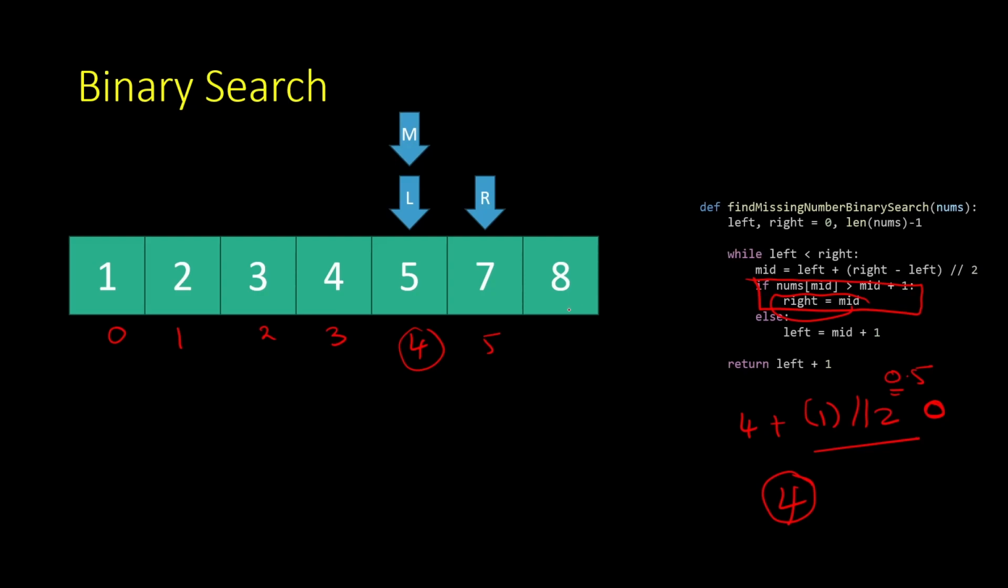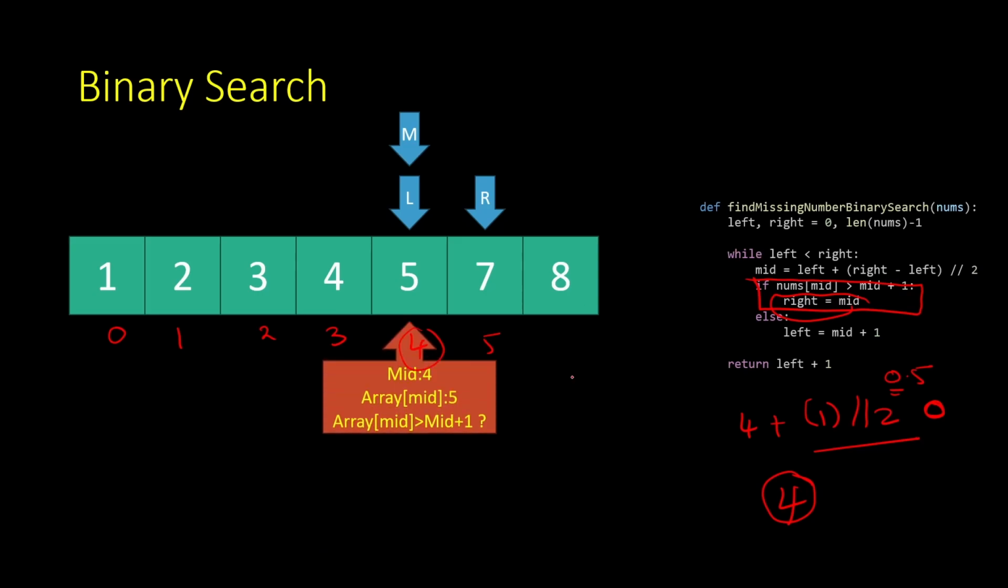Now, similarly, check the same condition. Where is mid? It is at 4. What is the element at mid? It's 5. Is 5 greater than 4 plus 1? No. That means whatever element is present here is exactly where it should be. So here you can see, after 4 we got 5. So this particular condition will fail. So we'll come here, and now our left will become mid plus 1. So that means left will go here.